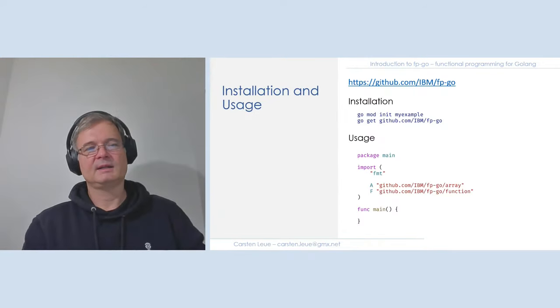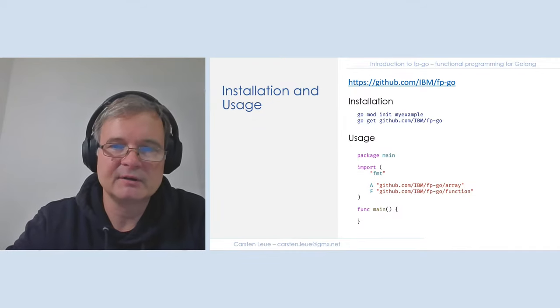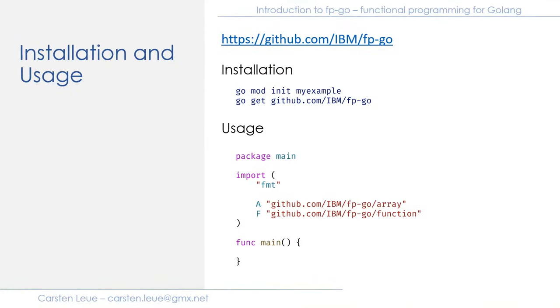So how would you use the library? The library is available at the URL you see at the top here. Installation is really simple. You start with your new Go project, or maybe with an existing one. If you want to use a new one, you do a Go mod init, and just a Go get of the library, and then you have it installed.